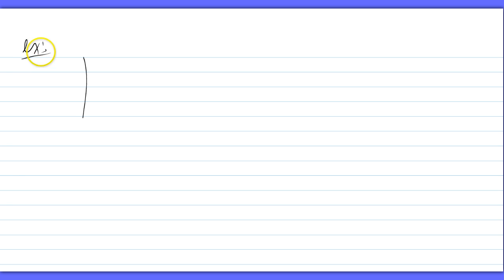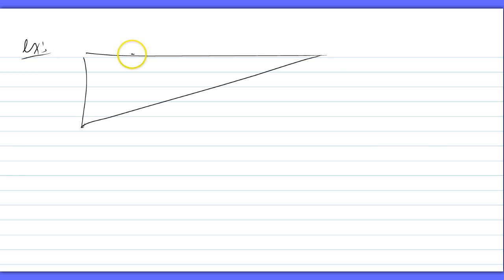Let's start with something different this time. We're going to look at another 30, 60, 90 triangle. This time we're going to say that the hypotenuse is what we're given, and we'll say the length of that hypotenuse is 16. The hypotenuse isn't the key, so we're going to have to get to that part.